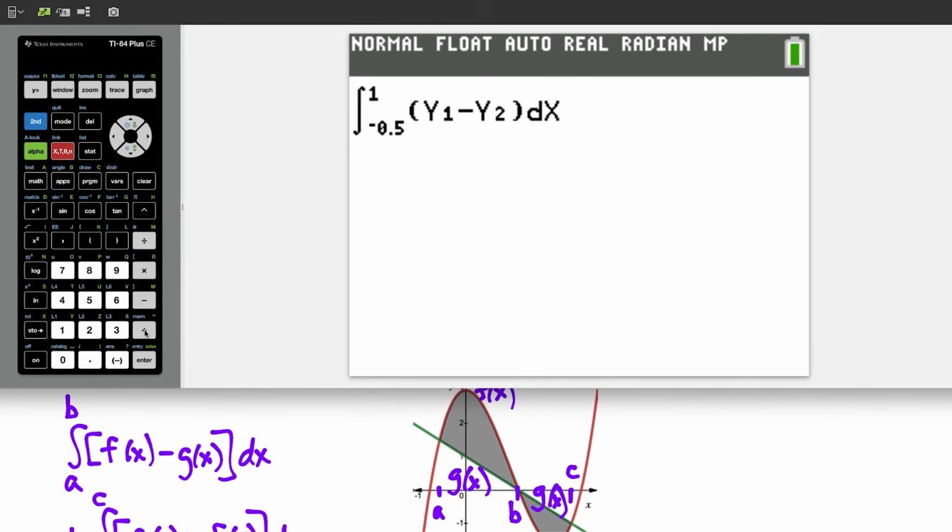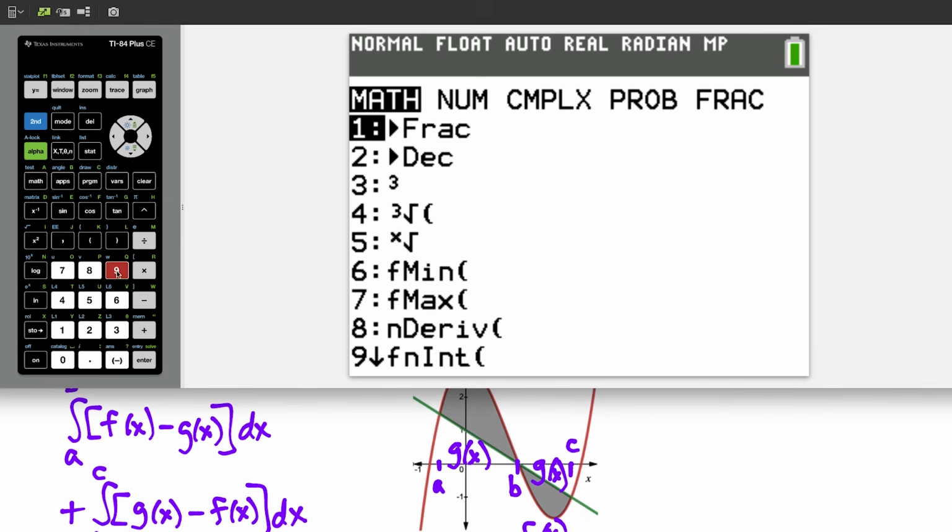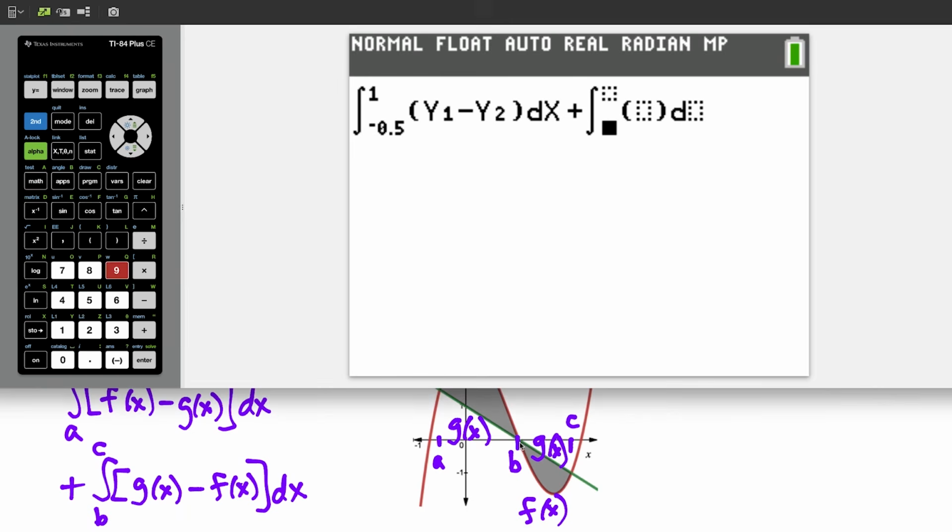So now I'm going to add the second integral. I'm going to press math 9. And the second integral, we're going from b to c. And remember, the other two intersection points occurred at x equals 1 and x equals 2. So our limits are going to be 1 and 2. But remember, the roles reversed. Okay, then it became y2 minus y1.